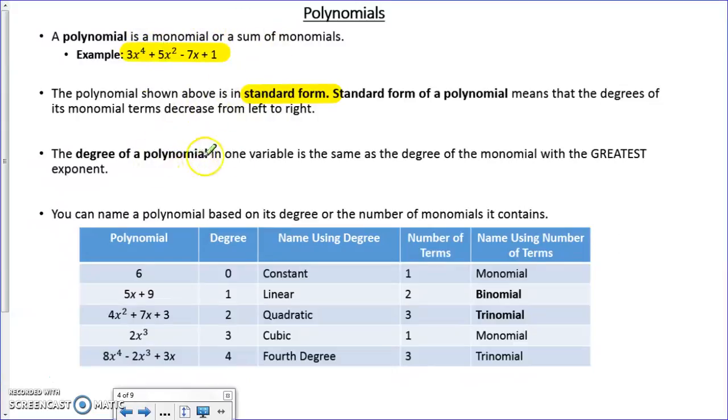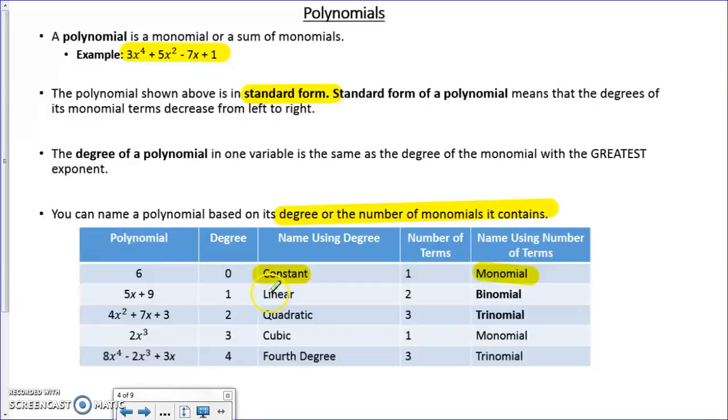The degree of a polynomial in one variable is the same as the degree of the monomial with the greatest exponent. You can name a polynomial based on its degree or the number of monomials it contains. So here's a table that explains how you can name a polynomial by its degree or the number of terms. So 6, the degree is 0, name using the degree is constant, number of terms it's 1, so you can name this a constant monomial.